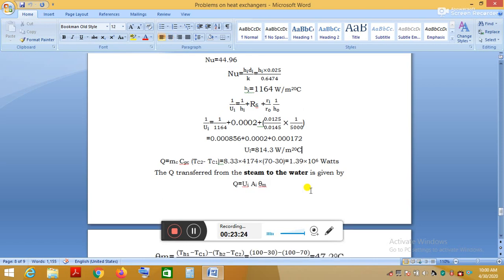Once we find the overall heat transfer coefficient, we can find the heat exchange between the cold fluid and the hot fluid. The heat released by the hot fluid is absorbed by the cold fluid, and heat absorbed by the cold fluid can be given by the equation mc into cpc into tc2 minus tc1. And we will get the value equals 1.369 into 10 to the power of 6 watts. This is the amount of heat which is exchanging between the hot fluid and the cold fluid per second.